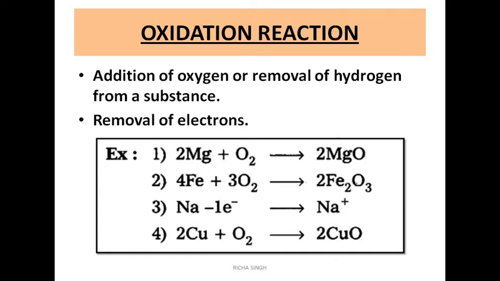In the first one, you can see magnesium plus oxygen. It is forming magnesium oxide. So magnesium is getting oxidized here, and this reaction is an oxidation reaction. In the same way, you can see iron plus oxygen giving you ferric oxide.